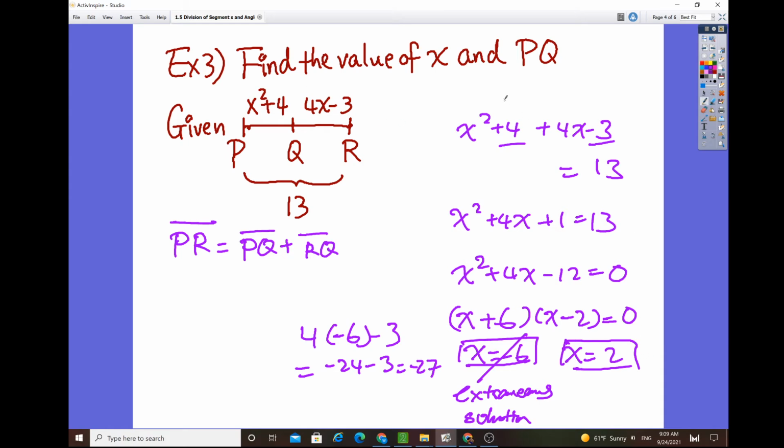Once we find that x equals 2, what else do we need to do? Find PQ. So for PQ, plug the number back into the original expression. PQ is x squared plus 4. Plug in 2, so 2 squared plus 4, so 4 plus 4, and we get 8.